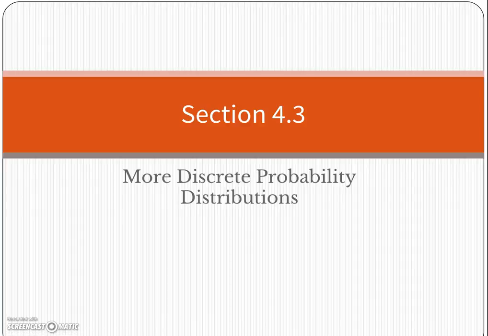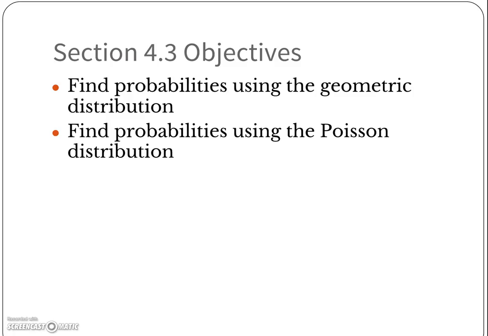Let's do section 4.3, where we learn about some more discrete probability distributions. In 4.2, we learned about the binomial distribution. We're going to learn two more discrete probability distributions. The two that we're going to talk about are the geometric and the Poisson distributions.